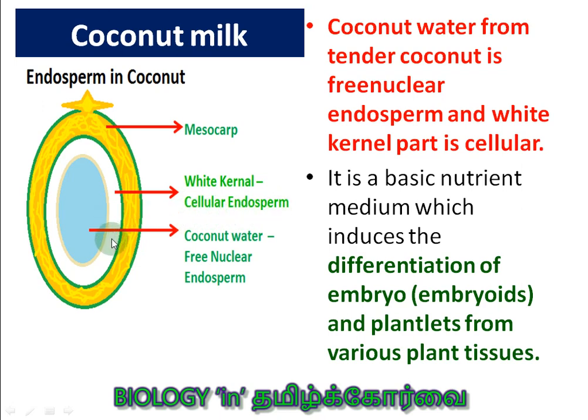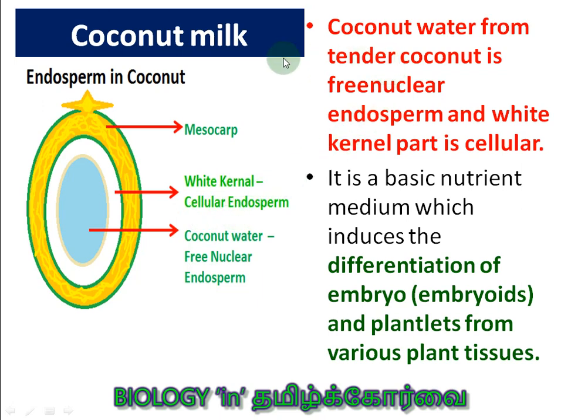So as the coconut matures, the amount of coconut water reduces. That is the reason why we are able to shake the coconut and check whether the water is present inside or not. In a highly matured coconut, definitely there won't be any water. In the same way, in a very tender coconut, there won't be any kernel. So the free nuclear endosperm is converted into cellular endosperm and it becomes the kernel.